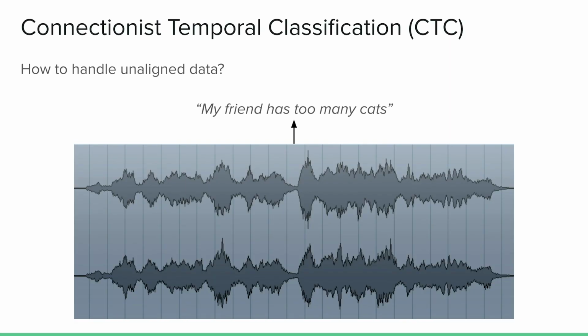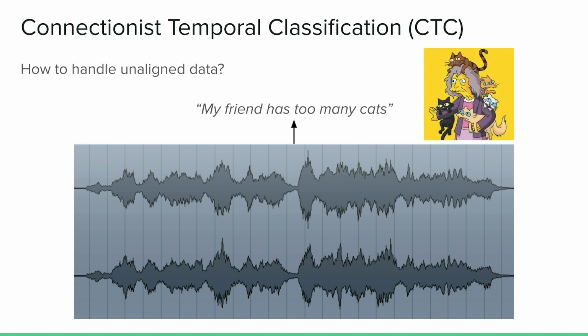So there's one thing I already mentioned before, which is the so-called CTC, connectionist temporal classification loss. And the big question is, how do we handle unaligned data? So we have two modalities. One would be the waveform, and we have the transcription of that waveform, which is, my friend has too many cats, like this. So the question is, how do we align them?